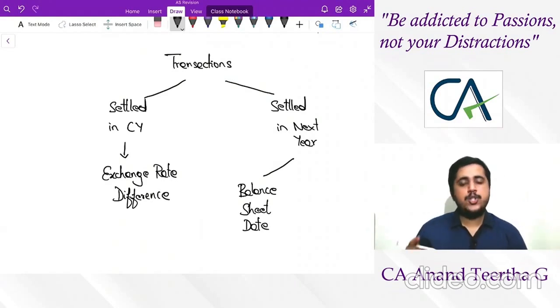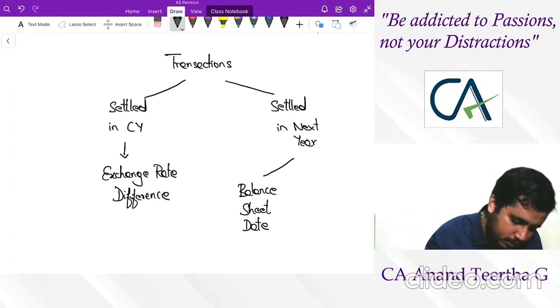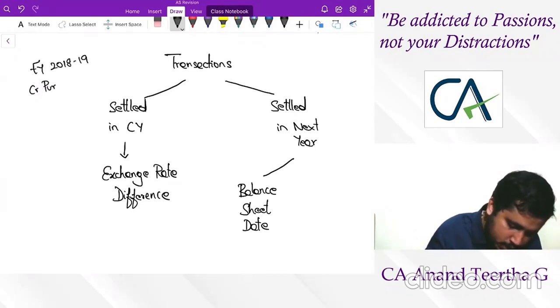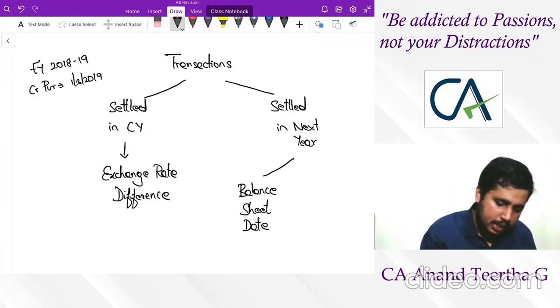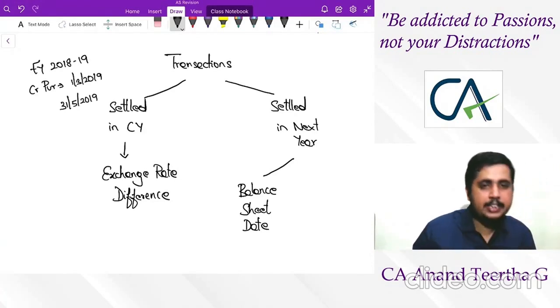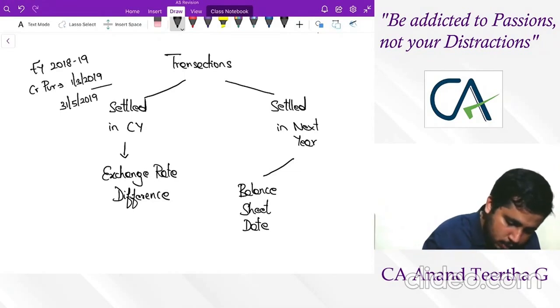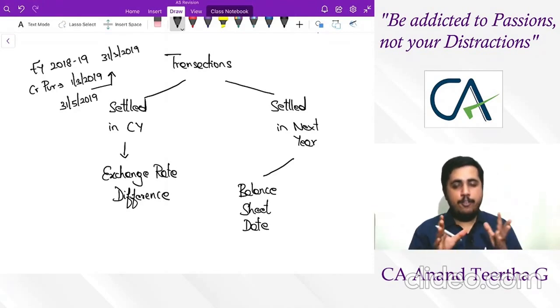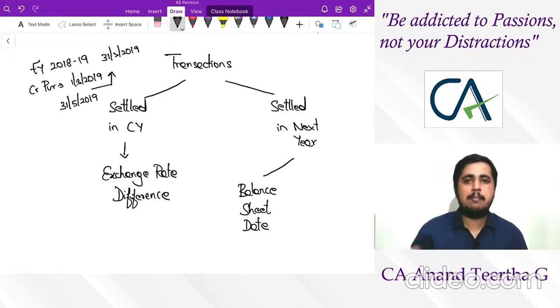Very important stuff. If it is going to be settled in the future, in the next year, in between there will be a balance sheet date. For example, say we are going with financial year 2018-19. We have made a credit purchase on 1st March 2019. Last month we made a credit purchase. The payment is supposed to be provided on 31/5/2019, which is in the next year. The problem is, in between, you will have 31/3/2019, which is your balance sheet date. So if there is any foreign currency transaction, it may reflect on the balance sheet.